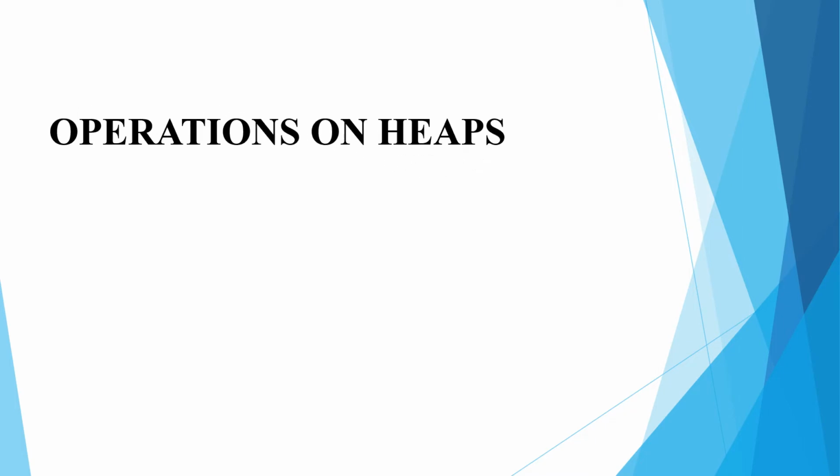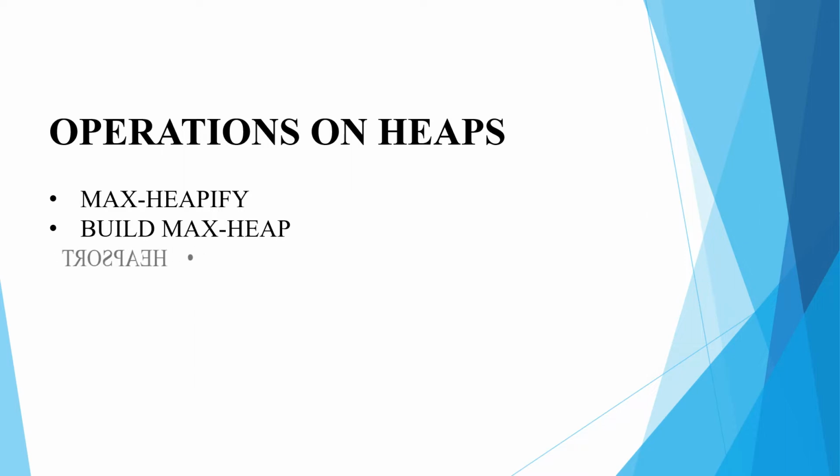Operations on heaps. The three main operations that happen on heaps are max heapify, where we maintain or restore the max heap property. Second is build max heap, in which we create a max heap from an unordered array. Third is heap sort, in which we sort an array in place.